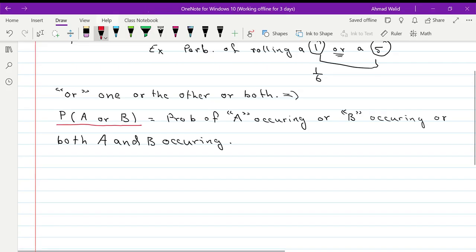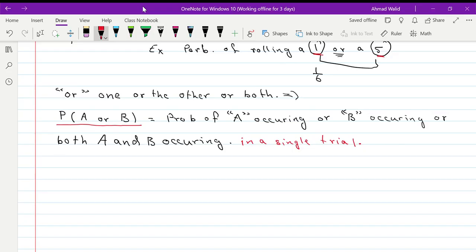But the rule is, I will write down here, in a single trial, correct? It should happen in a single trial. Of course, the example of the die will not work here because in a single trial, you cannot have 1 and 5 together, correct? That example will not work here. That's why I want to do another example for you.